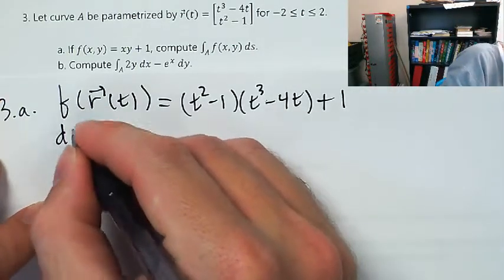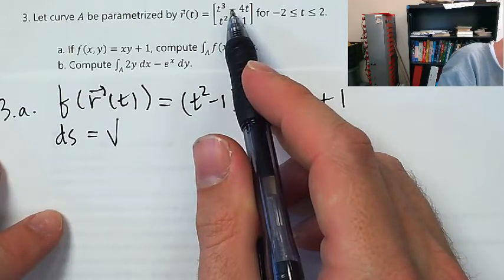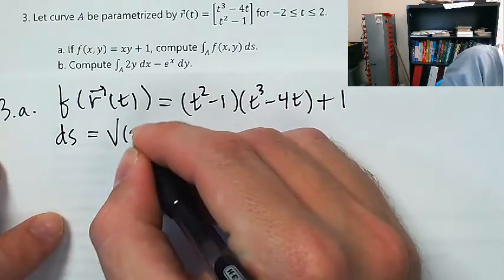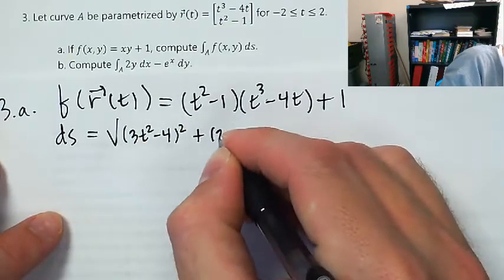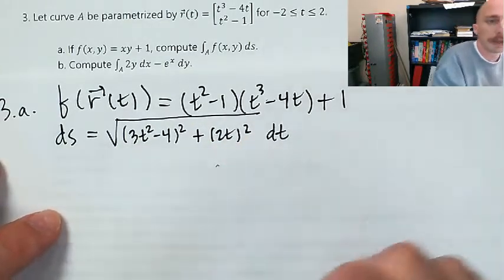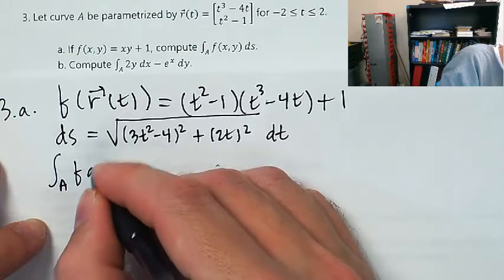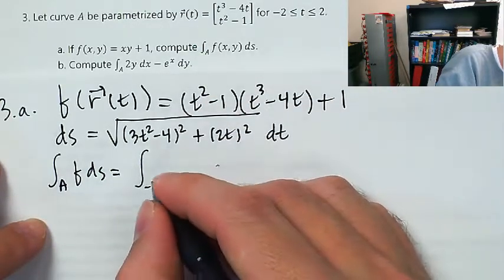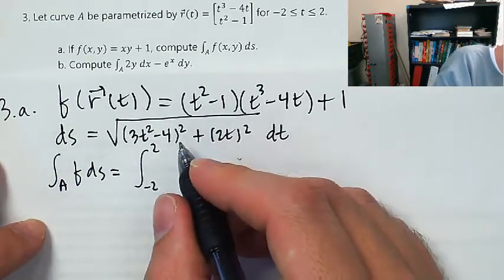Okay, ds is equal to the square root of x prime of t squared plus y prime of t squared dt. So that's going to be the square root of 3t squared minus 4, squared, plus 2t, squared, dt. And so the integral over A of f ds is going to be the integral as t runs from negative 2 to 2 of f of r of t ds.